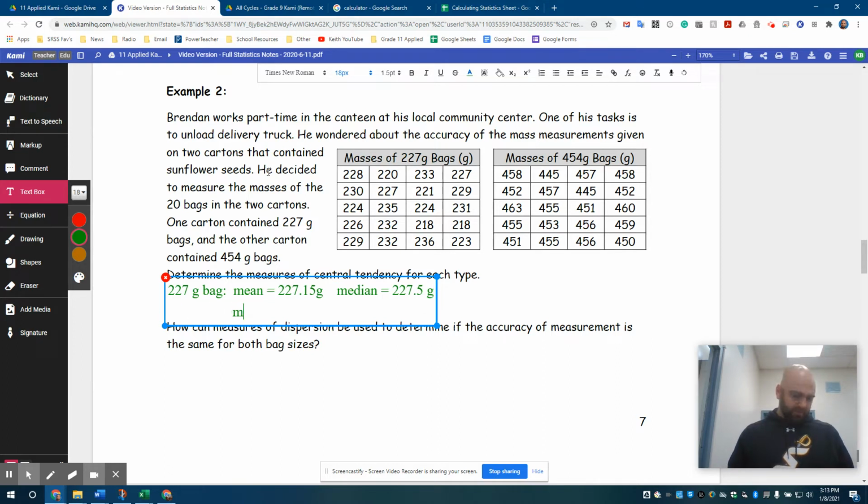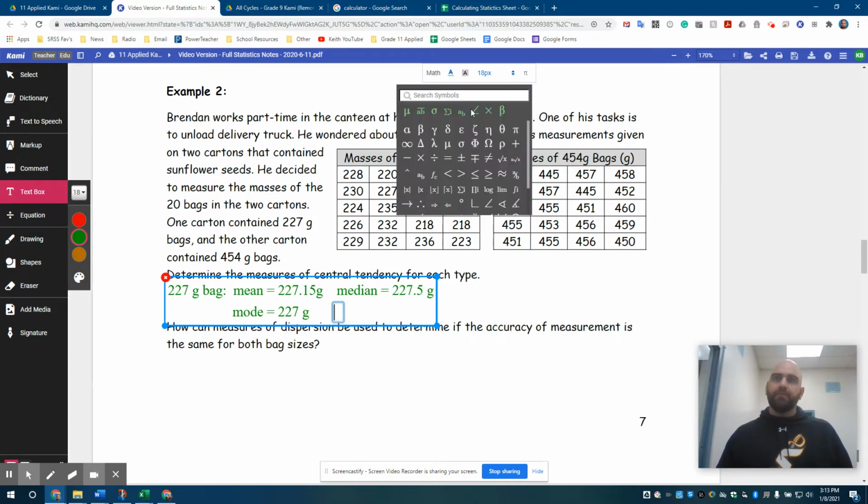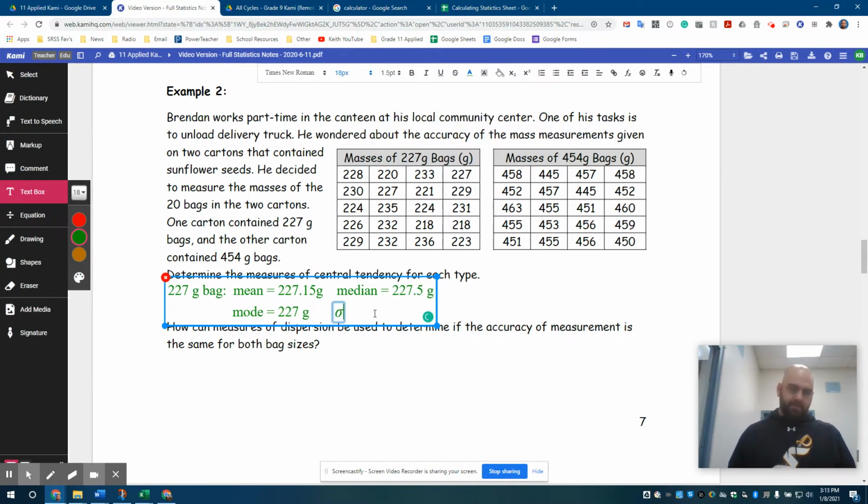You can get this kind of lined up a little bit. The mode is 227 grams. And our standard deviation, I'm just going to get my little symbol in here, little sigma, is equal to 5.23.